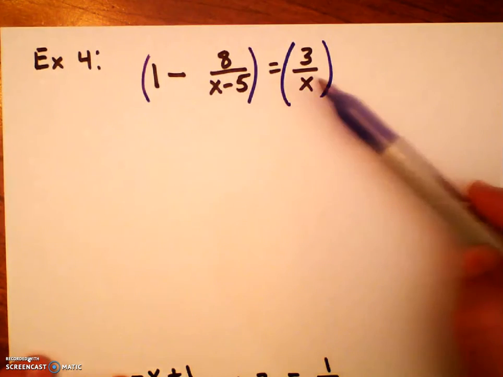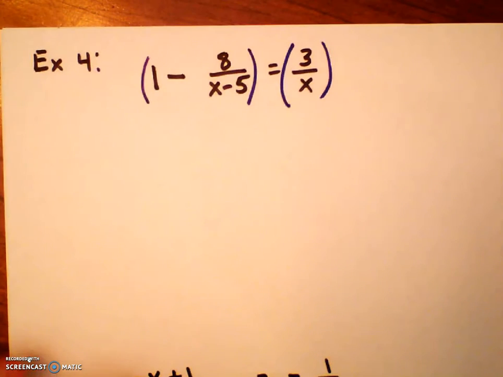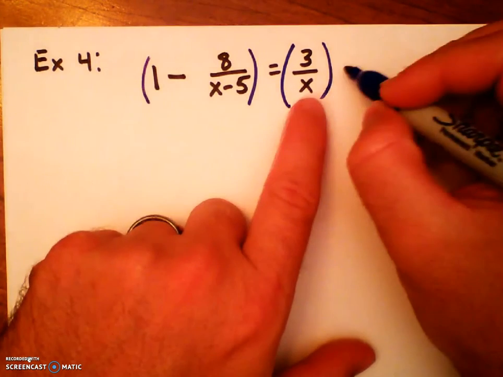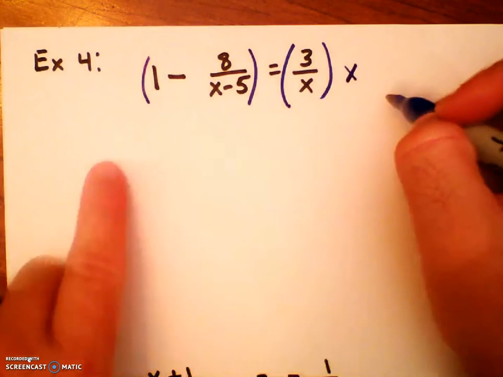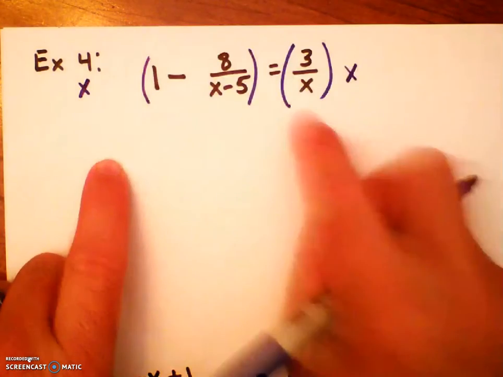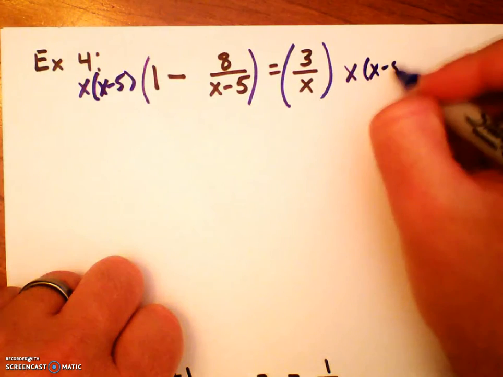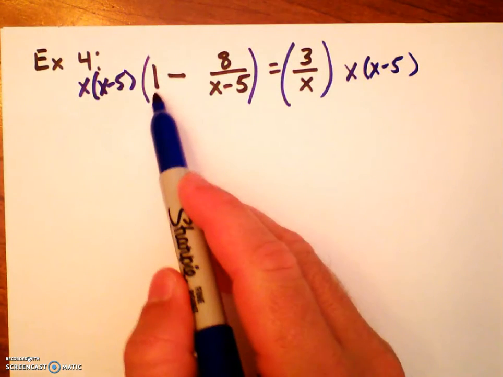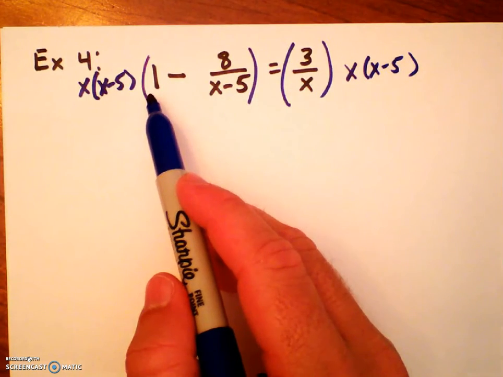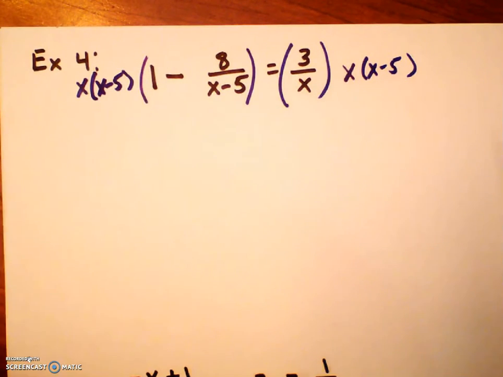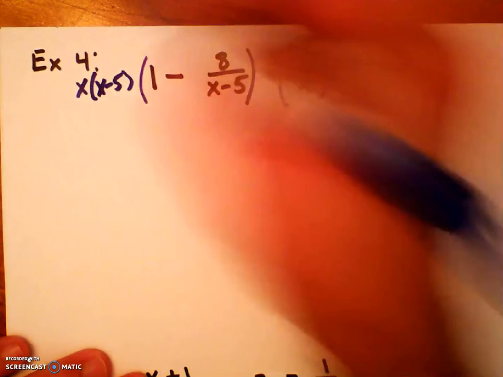In this case, there's nothing to factor on the bottoms. So what we're going to do is multiply both sides by what shows up on the bottom. If you notice, we have an x on the bottom. We'll multiply both sides by an x. And we also have an x minus 5, so we'll multiply both sides by an x minus 5. This one does not have a denominator that we have to worry about. So we have the x and the x minus 5. We're going to multiply that to both sides. So when we do that, the fractions should go away.